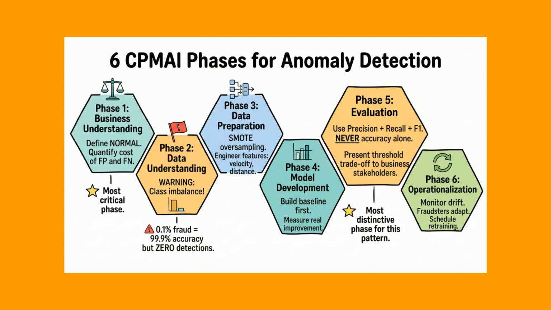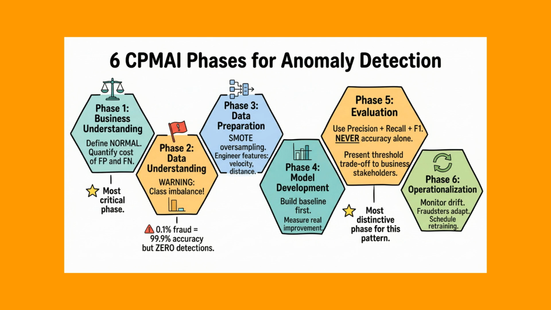Phase 3 is data preparation. Address class imbalance through oversampling the minority class or creating synthetic anomaly examples. Engineer meaningful features: transaction velocity, deviation from the customer's historical average, geographic distance from the previous transaction. Phase 4 is model development. Build a simple baseline first. In fraud detection, a rule that flags any transaction over a fixed amount is your baseline. Measure how much your ML model improves over it. If the improvement is small, the baseline may be sufficient for now.